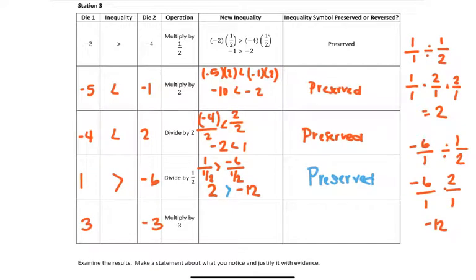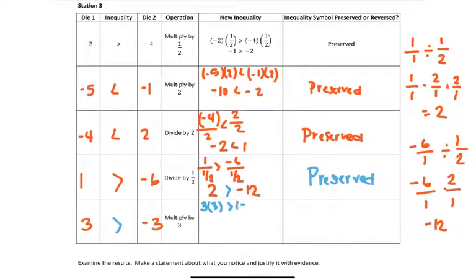All right. Now let's look at 3 and -3. I'm asking myself, which one is larger, 3 or -3? I know that 3 is larger, so I'm going to say 3 is greater than -3. Now they're asking me to multiply both sides of my inequality by 3. So I'm going to multiply 3 by 3, and I'm going to leave my inequality symbol in there, the greater than.